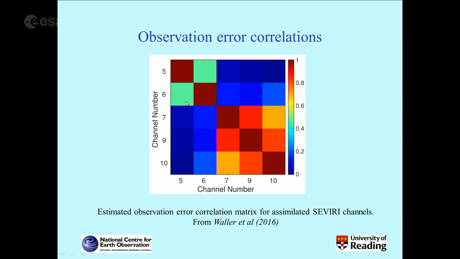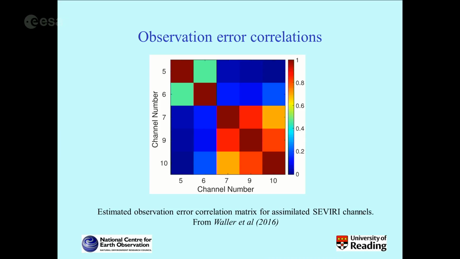So these are some observational correlations for the SEVIRI instruments, which they estimated between the different channels. And what you see here is that channels 5 and 6 are heavily correlated, and channels 7, 9, and 10 are heavily correlated, but there's little correlation between them. This is because channels 5 and 6 here are the water vapor channels, and these three channels are the surface channels. So we have inter-channel correlations within each type, but not much between the two types of channels.